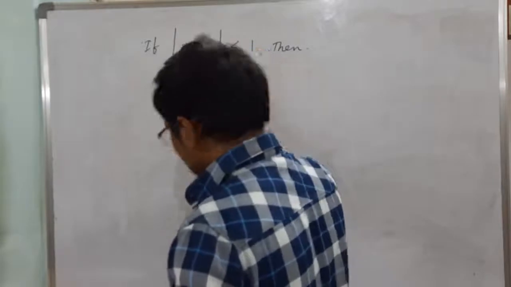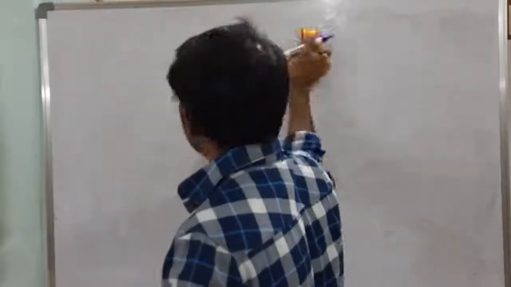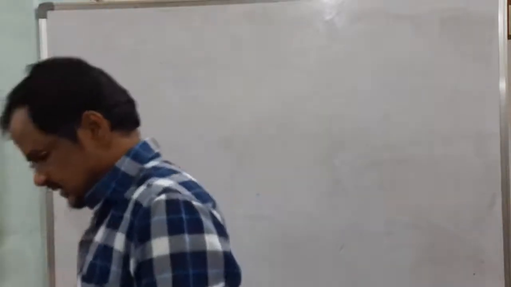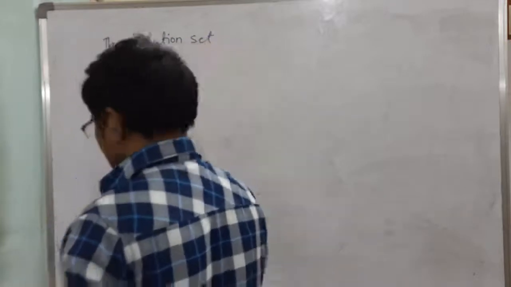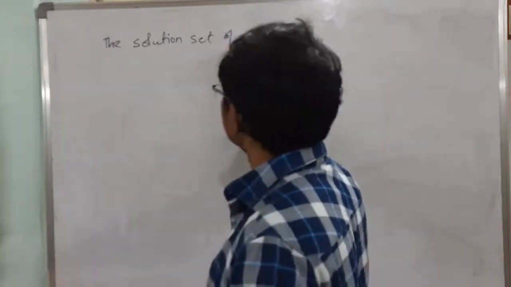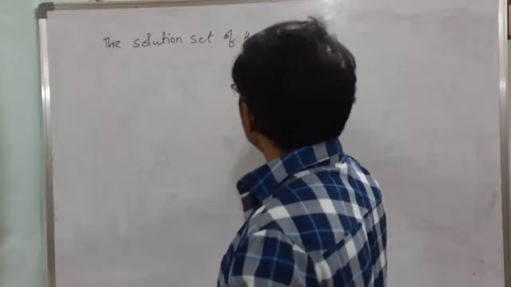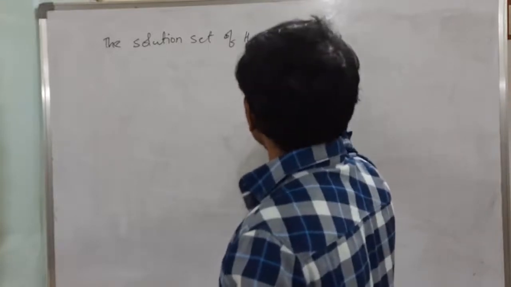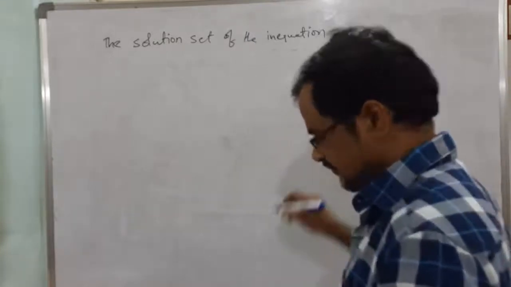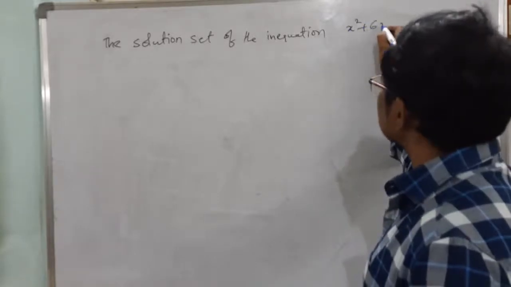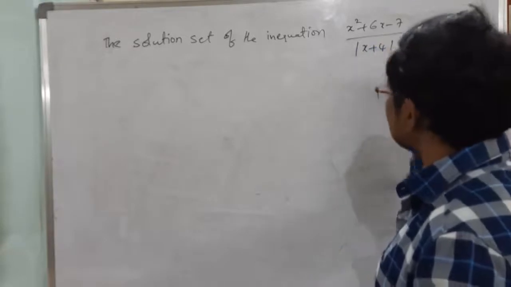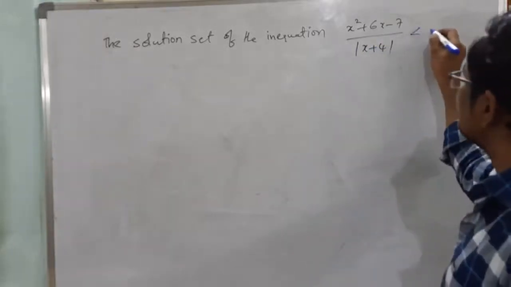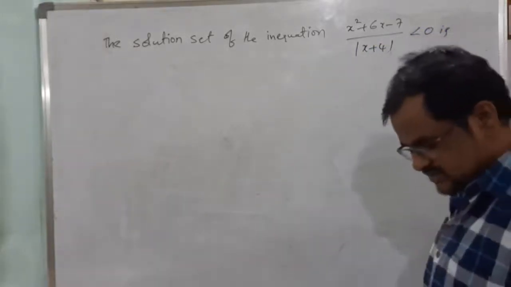So I will do one more problem. This is different from the previous problem. The solution set of the inequation (x square plus 6x minus 7) by modulus of (x plus 4) less than 0 is, here 4 options they given.